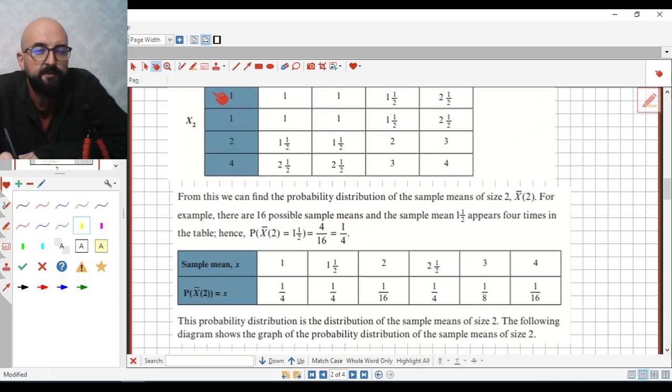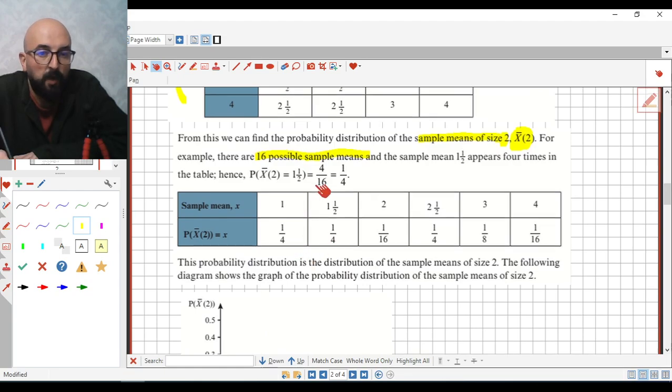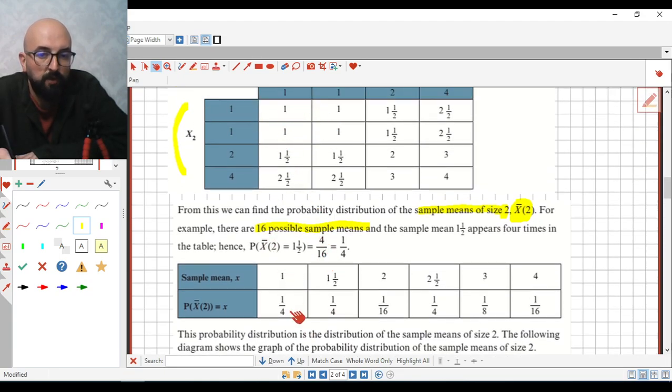Okay, from these we can find the probability distribution of the sample means of size 2, like our notation here. For example, there are 16 possible sample means like this. You have 4 outcomes for x2 and 4 outcomes for x1, so all outcomes are 16. And the probability of 1, you have 4 over 16.